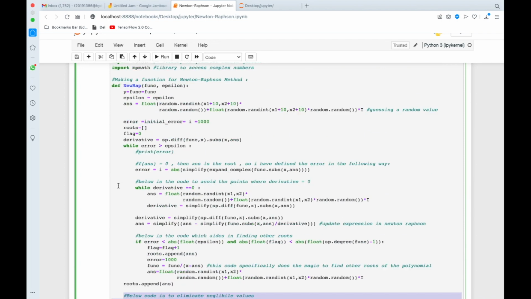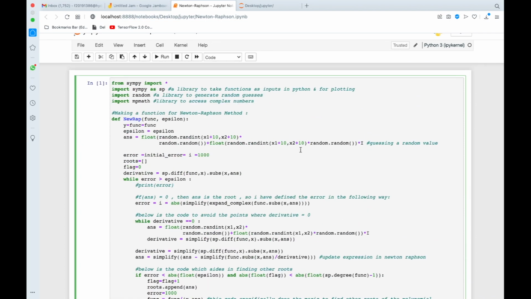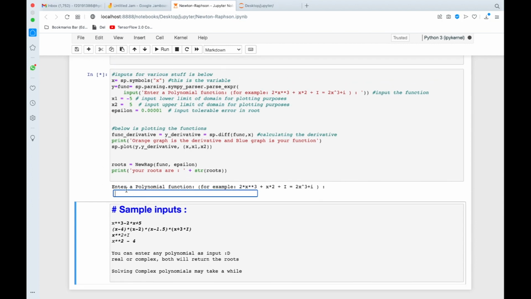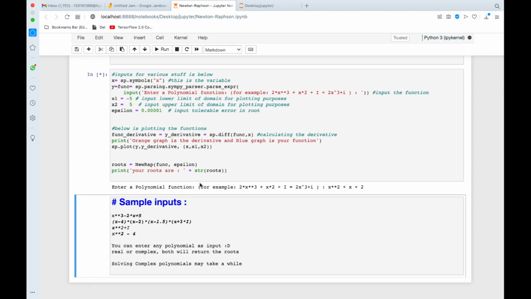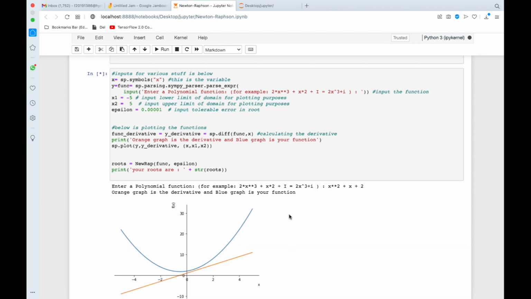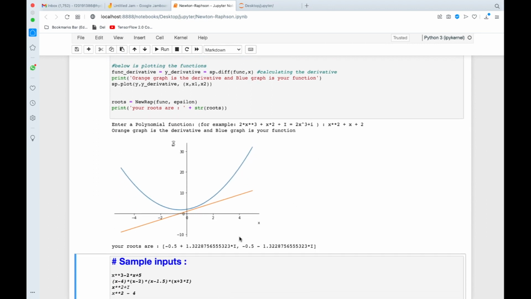Yeah, so that's it. I'll run the program for you once. So basically it asks us to enter a polynomial function. I'll just enter a simple polynomial plus 2. Also I have provided some sample inputs here. So basically these are the roots of our polynomial.